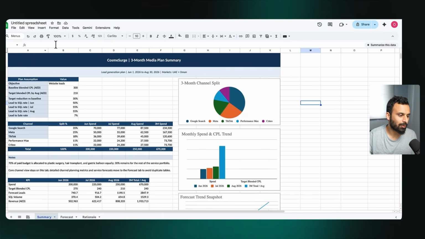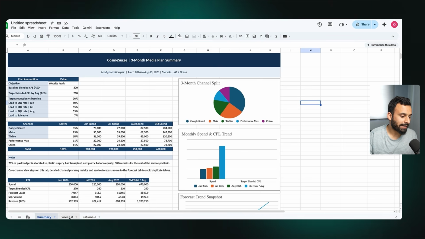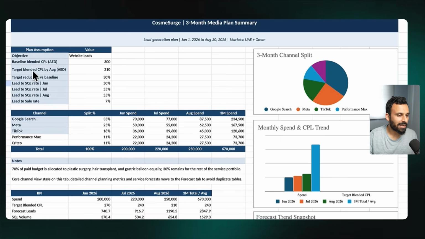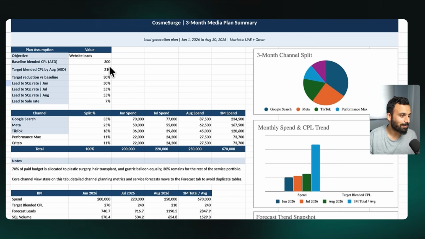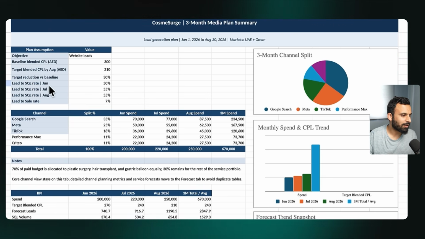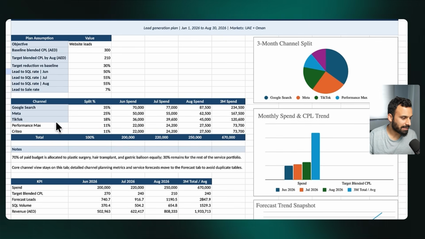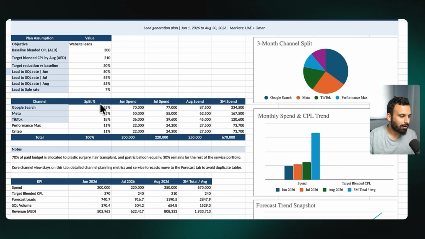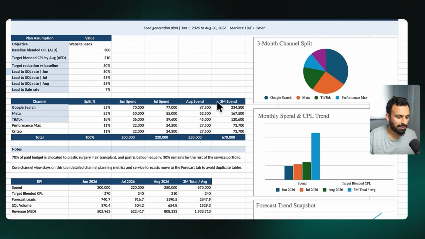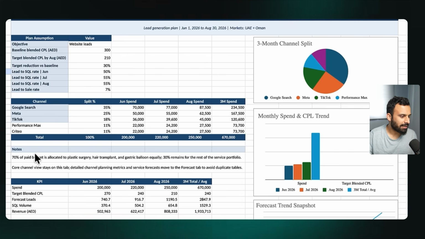I just uploaded it to Google Sheets, and the first look I see is the media plan is formatted in 3 different tabs. The first one is summary. The first thing I observe is it hasn't mentioned the currency, but I think that's doable, a 1 minute job. Target reduction baseline, lead to SQL for June, July. This is overall highlights, but this is not the actual media plan, but I just want to see what's in the summary. Channel wise split of budget here, and what will be spent in June, July, August, and 3 months, what will be spent on each channel. And then there are some notes.